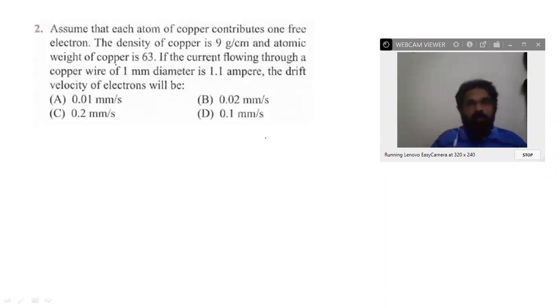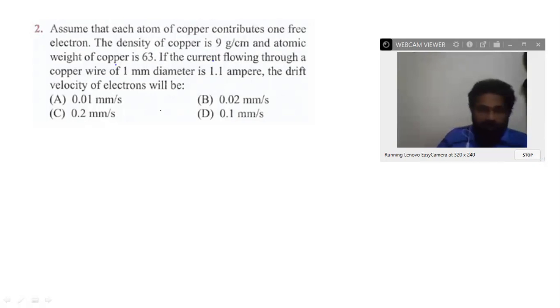Okay, so this is the next problem. Assume that each atom of copper contributes one free electron. The density of copper is 9 gram per centimeter cube, and atomic weight of copper is 63. If the current flowing through a copper wire of 1 millimeter diameter is 1.1 ampere, the drift velocity of the electrons will be.